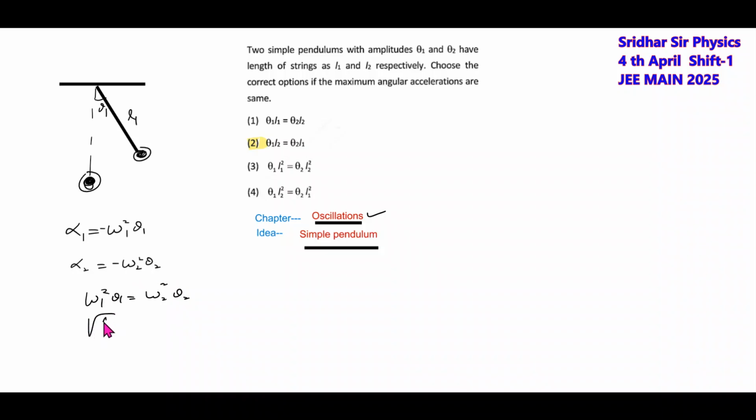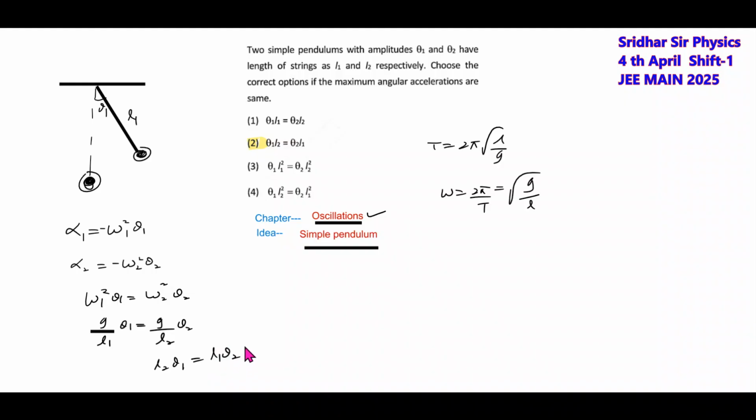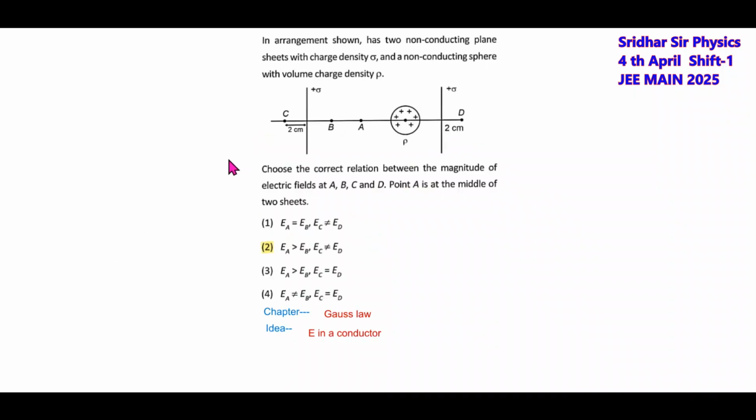What is omega 1? Omega 1 will be root of G by L1, and omega 2 root of G by L2, because the time period of a pendulum is given by 2 pi root L by G. Then omega is defined as 2 pi by T, so the angular frequency should be root of G by L. So this will become L2 theta 1 equals L1 theta 2. And that's just a small idea of the simple pendulum. We'll move to the next question.